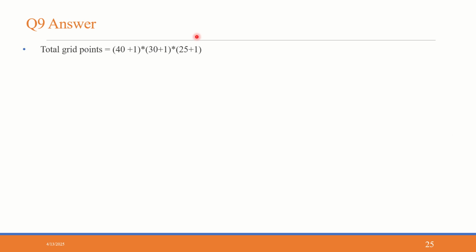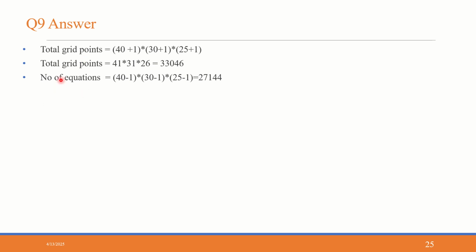So the total grid points is 40 in the x, 30 in the y, 25 in the z. So 40 plus 1, 30 plus 1 and 25 plus 1. So the total number of grid points is 41 into 31 into 26, which gives us 33,046. So that is the total grid points.